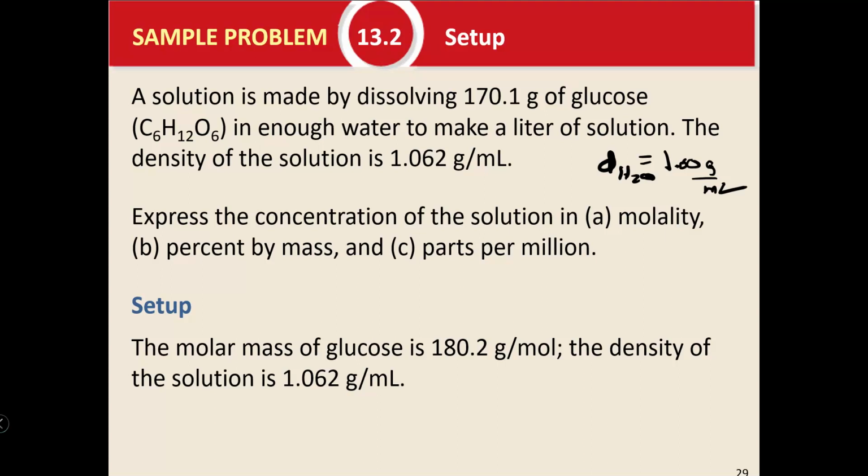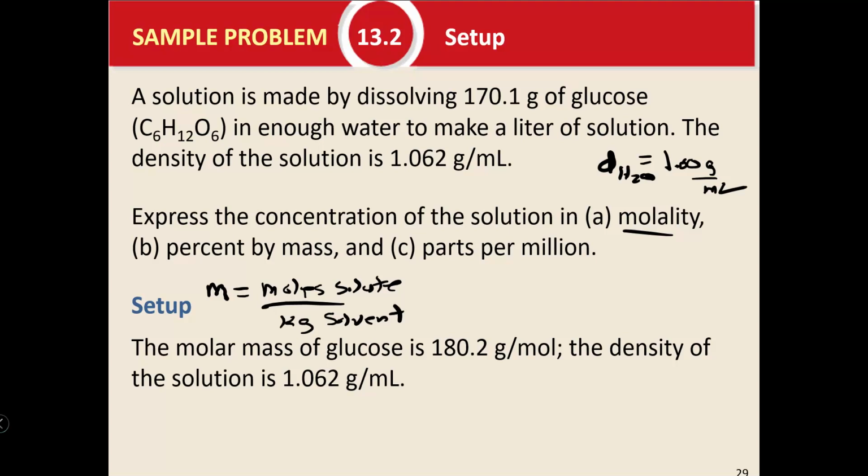All right, so the first one says calculate the molality. So molality, lowercase m, equals the moles of the solute divided by the kilograms of solvent. We're going to make it 1 kilogram, unity, so we can do that.